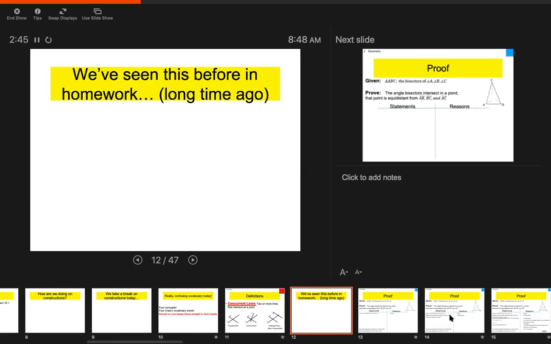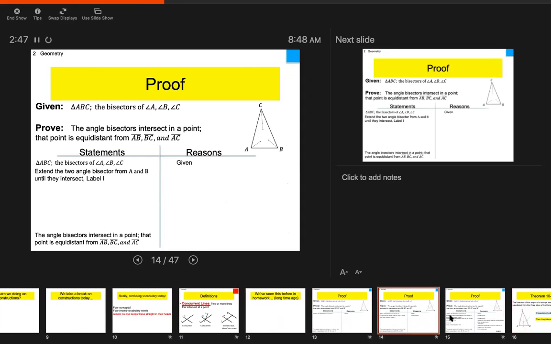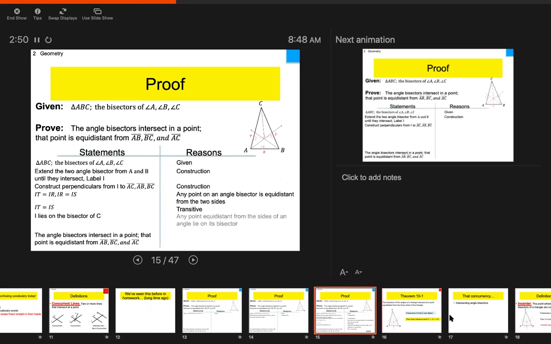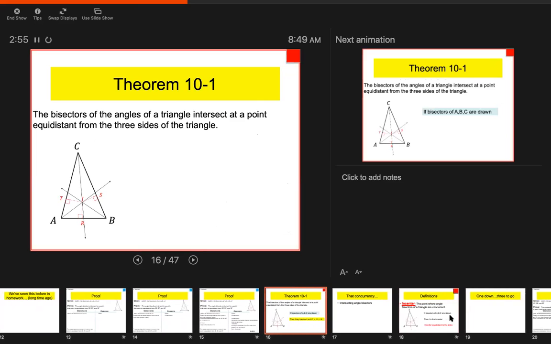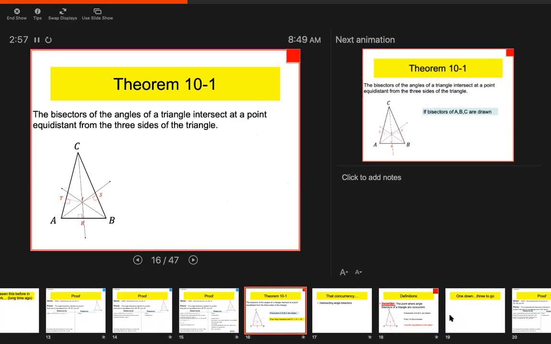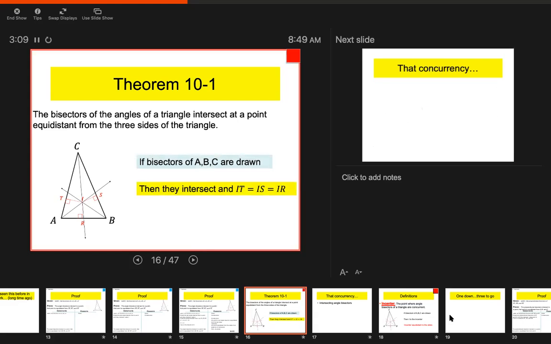Okay. All right. I did this proof already. The bottom line was you wrote this down as theorem 10.1. 10.1 says the following. It says in black, if you have angle bisectors of a triangle, they all meet together at one point. That point is called an incenter. And the so what about it is the red part. The so what about an incenter is that an incenter is equidistant to the three sides. That means the little red dotted lines here, IT, IS, and IR, are all equal to each other.